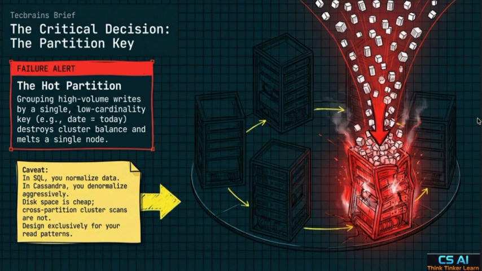The most critical decision in a wide column store is the partition key. A major failure alert is the hot partition. If you group high volume writes by a single low cardinality key, like date equals today, you will flood a single node in your cluster while others just sit idle, effectively melting that node. In SQL, you normalize. In wide column, you denormalize aggressively. You design exclusively for your read patterns because cross-partition cluster scans are catastrophically expensive.